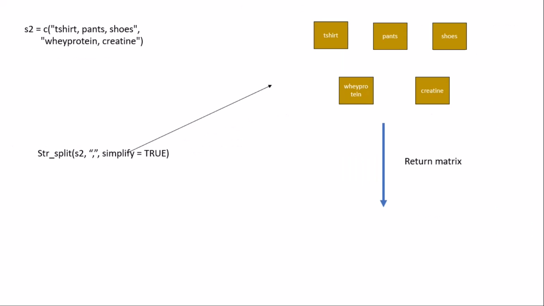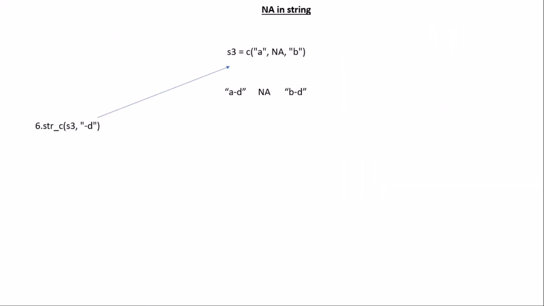This is our string 2, a variable which stores t-shirt, pants and shoes. This is basically a string. And the second is whey protein and creatine. So this is basically simple data which is present in string format. Whenever you want to split the data, if you write simplify = TRUE, it returns a matrix to you.